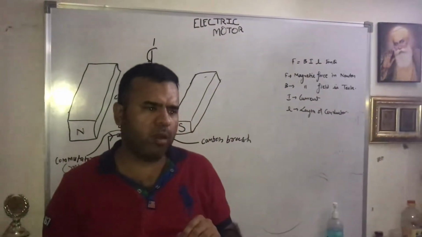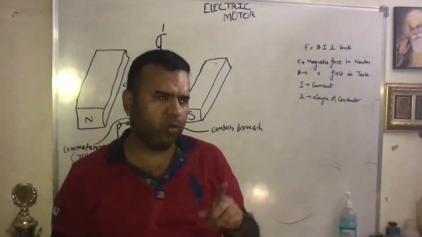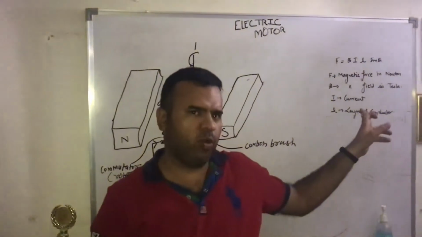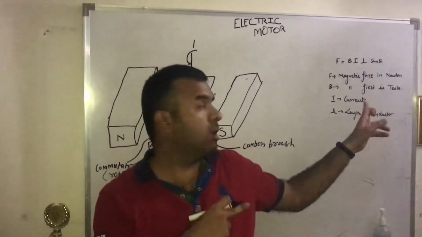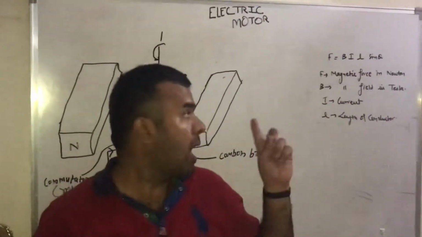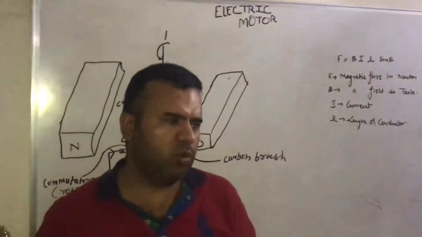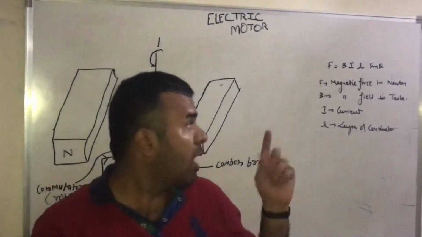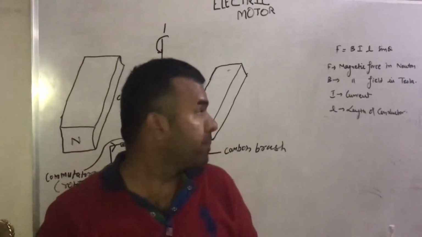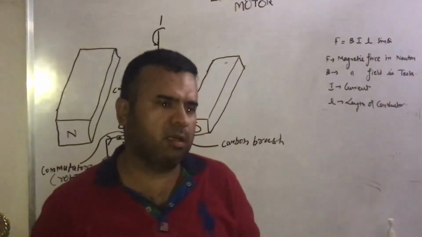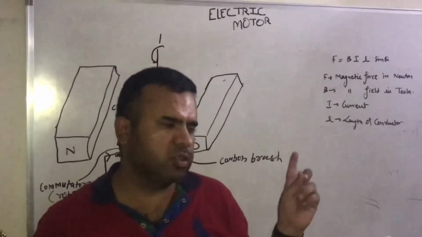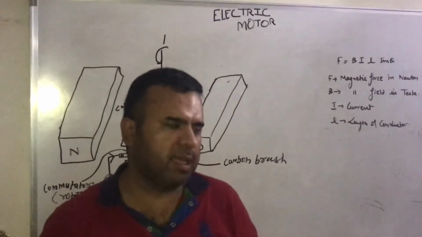Before telling you about the electric motor, I would like to tell you one formula of class 12. The formula is F = BIL sin θ. Here F is magnetic force and its unit is Newton. You know the unit of force is Newton. I is the current. Capital B is magnetic field in Tesla. And L is the length of conductor, in meters. We will use this formula F = BIL sin θ.